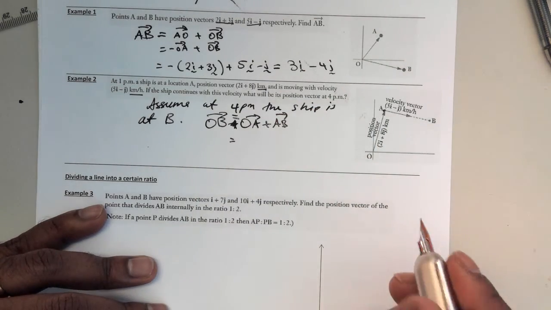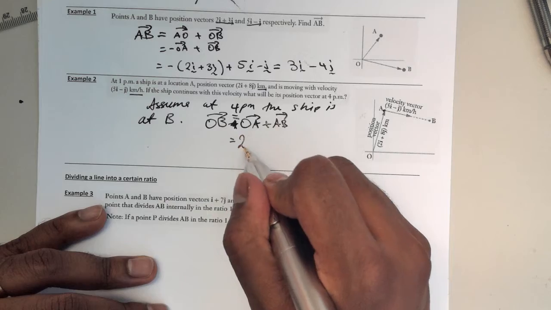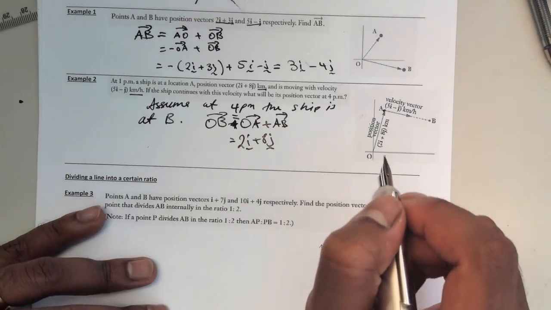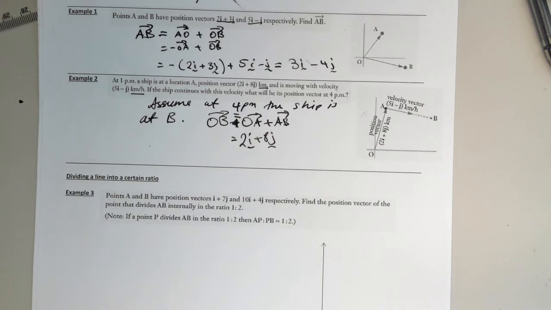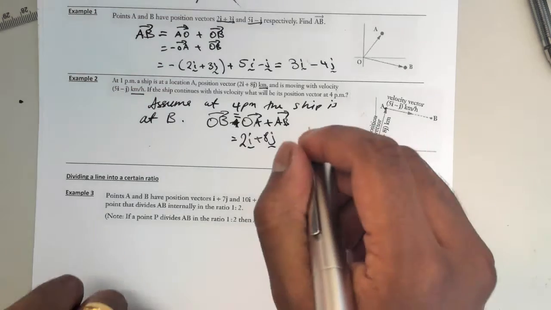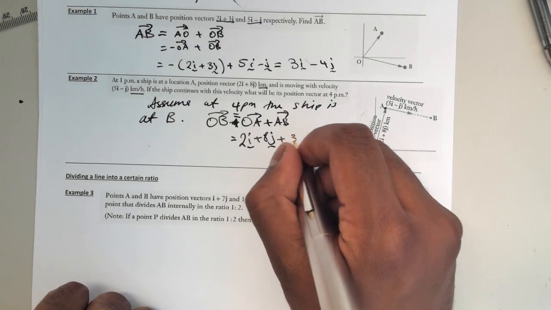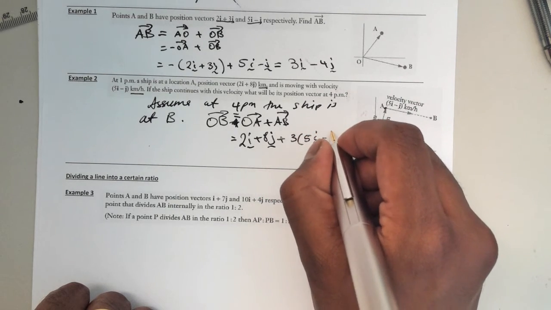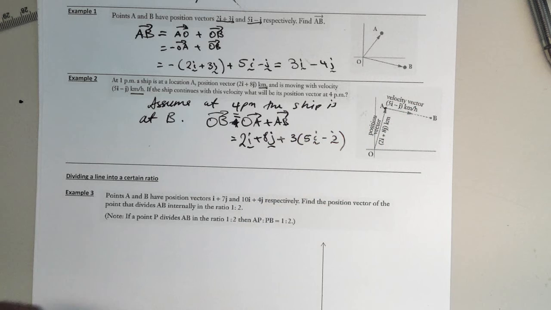Now OA is quite simple. OA is 2i plus 8j. But AB, well, let's see. We have a velocity, but we want distance. And it's going to be 3 hours away. So I'm going to have to multiply my velocity by 3. I'm going to stop there. Any questions on why I multiply by 3?